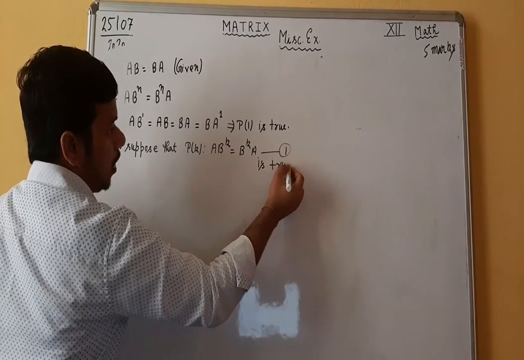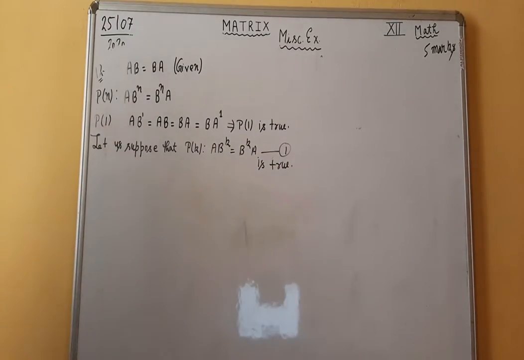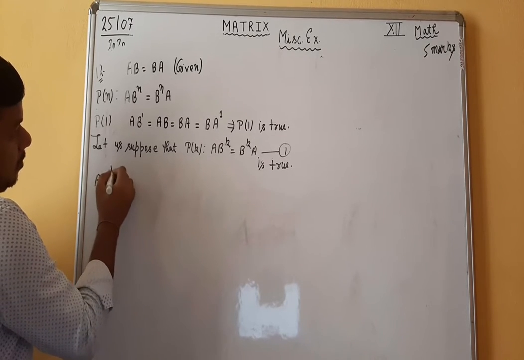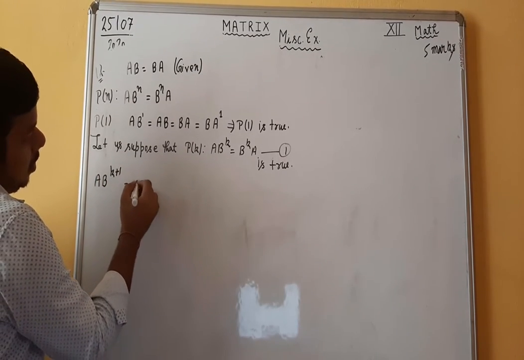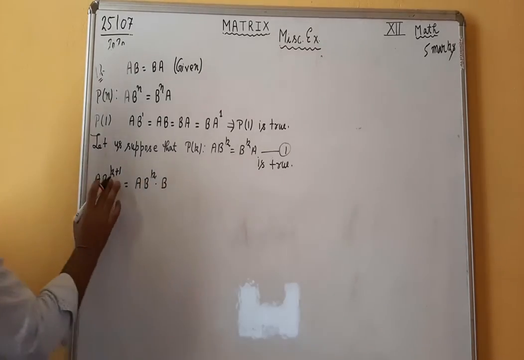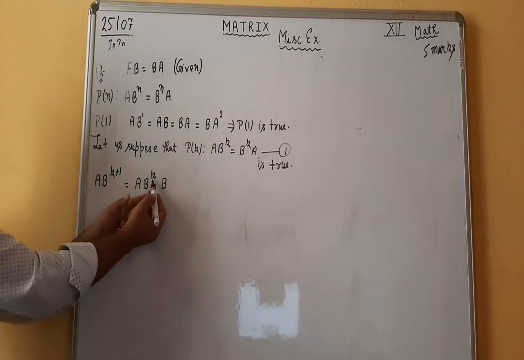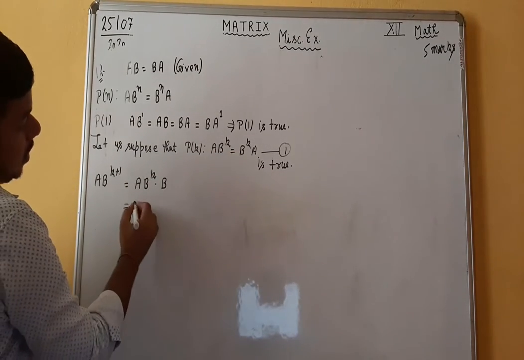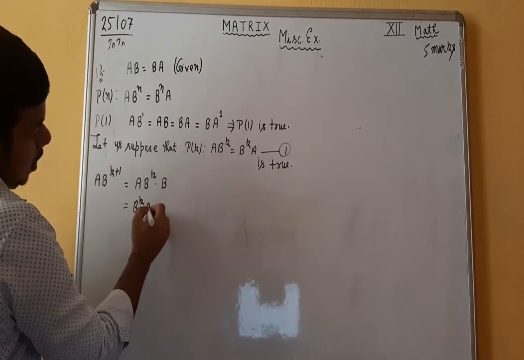Now we will prove that the result is true for n is equal to k plus 1. So let us take (AB) raised to the power k plus 1. It can be written as (AB) raised to the power k into AB. The power k plus 1 we have broken into k power and 1 power separately. Now (AB) raised to the power k is what? B raised to the power k into A into B.